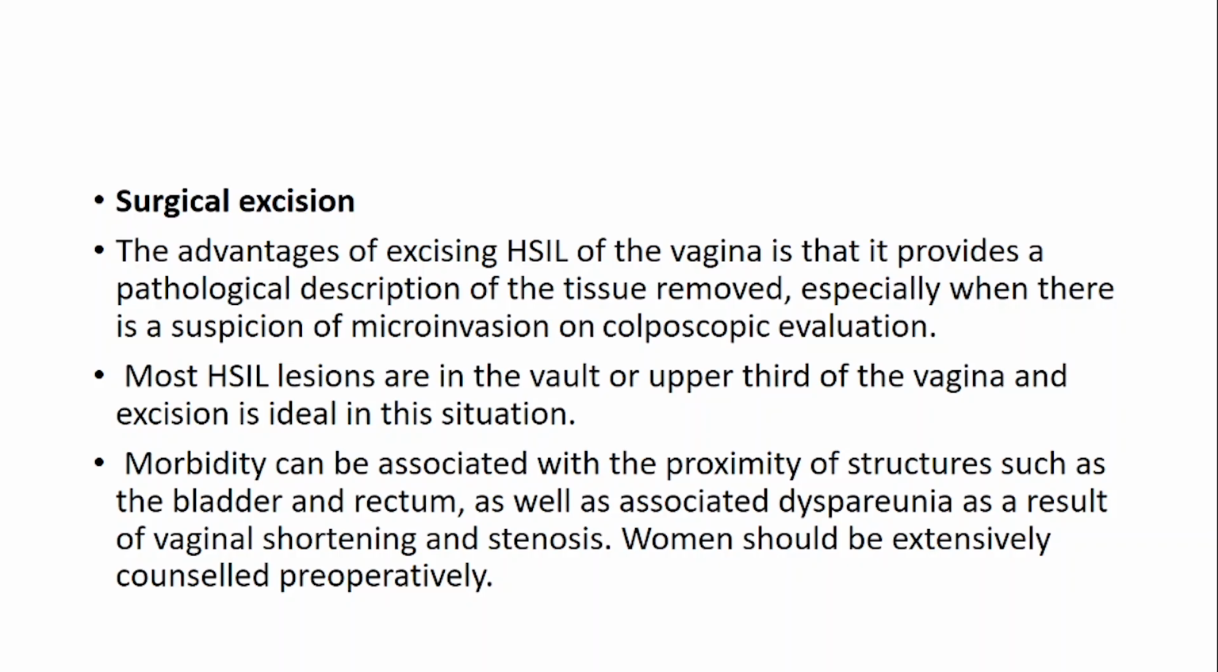Surgical excision, for example, has the advantage that it provides a pathological description of the tissue removed, especially when there is a suspicion of a microinvasion on pre-operative examination. Most high-grade lesions are in the vault or upper third of the vagina, and excision is ideal in this situation. Morbidity can be associated with proximity of structures such as the bladder and the rectum, as well as dyspareunia as a result of vaginal shortening and stenosis. Women should be extensively counseled pre-operatively.